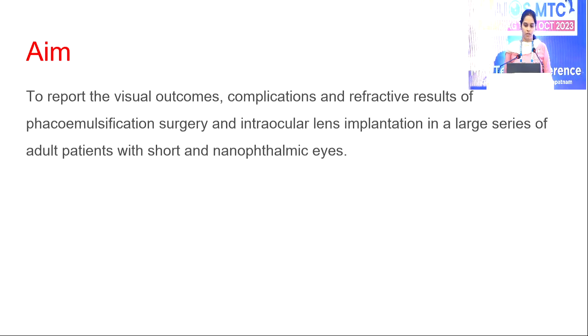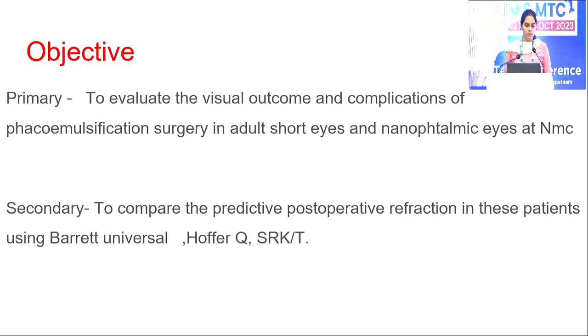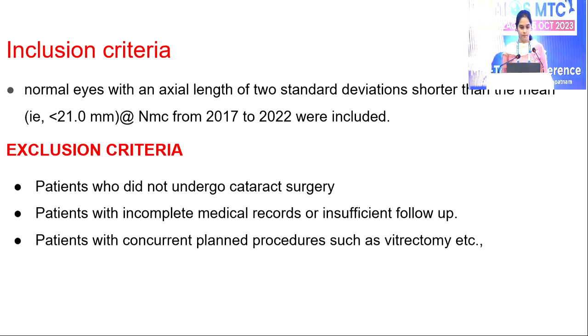Aim: to report the visual outcomes, complications and refractive results of phacoemulsification surgery and IOL implantation in a large series of adult patients with short and nanophthalmic eyes. The primary objective of the study is to evaluate the visual outcome and complications of phacoemulsification surgery in adult short eyes and nanophthalmic eyes. The secondary objective is to compare the predictive postoperative refraction in these patients using Barrett Universal 2, Haigis, SRK/T and Kane formulas.